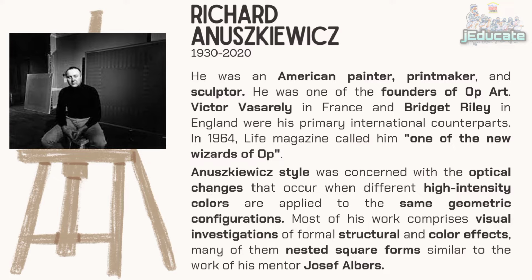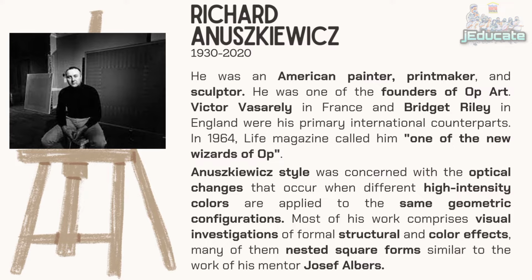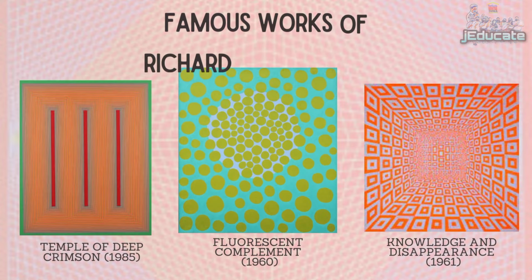Anuszkiewicz's style was concerned with the optical changes that occur when different high-intensity colors are applied to the same geometric configurations. Most of his work comprises visual investigations of formal, structural and color effects, many of them nested square forms, similar to the work of his mentor Josef Albers. Famous works of Richard Anuszkiewicz: Temple of Deep Crimson, 1985, Fluorescent Complement, 1960, Knowledge and Disappearance, 1961.